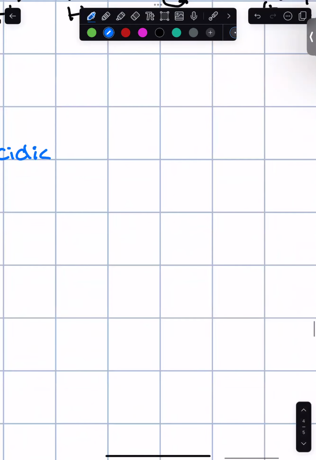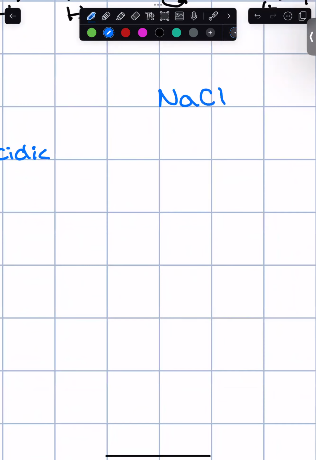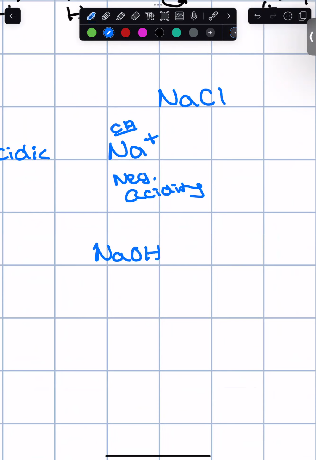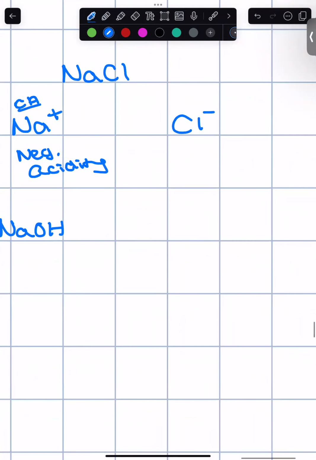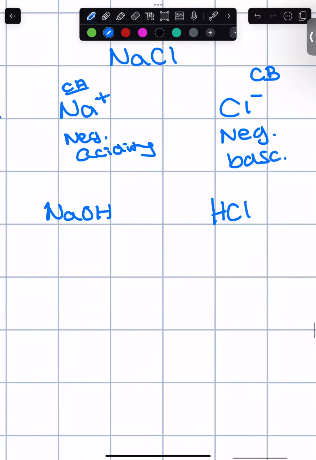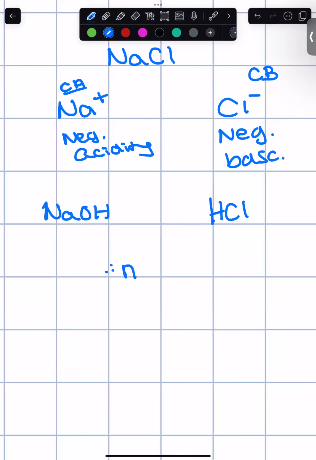I'm going to go over one more real quick. NaCl. So we're producing sodium, our conjugate acid, which we just went over, has negligible acidity because it comes from the strong base NaOH, which we know is a conjugate acid because of that positive charge. The chloride anion is a conjugate base that comes from HCl. And this is going to have negligible acidity because we're coming from the strong acid, hydrochloric acid. Therefore, this solution with NaCl dissolved into it would be neutral.